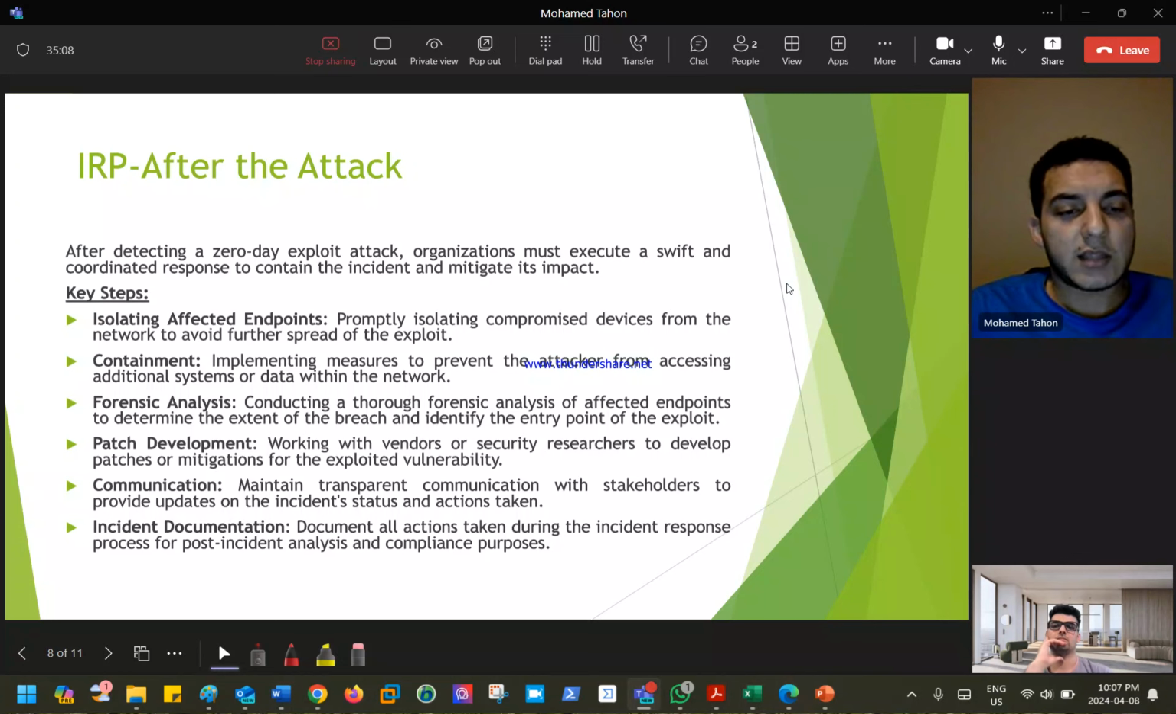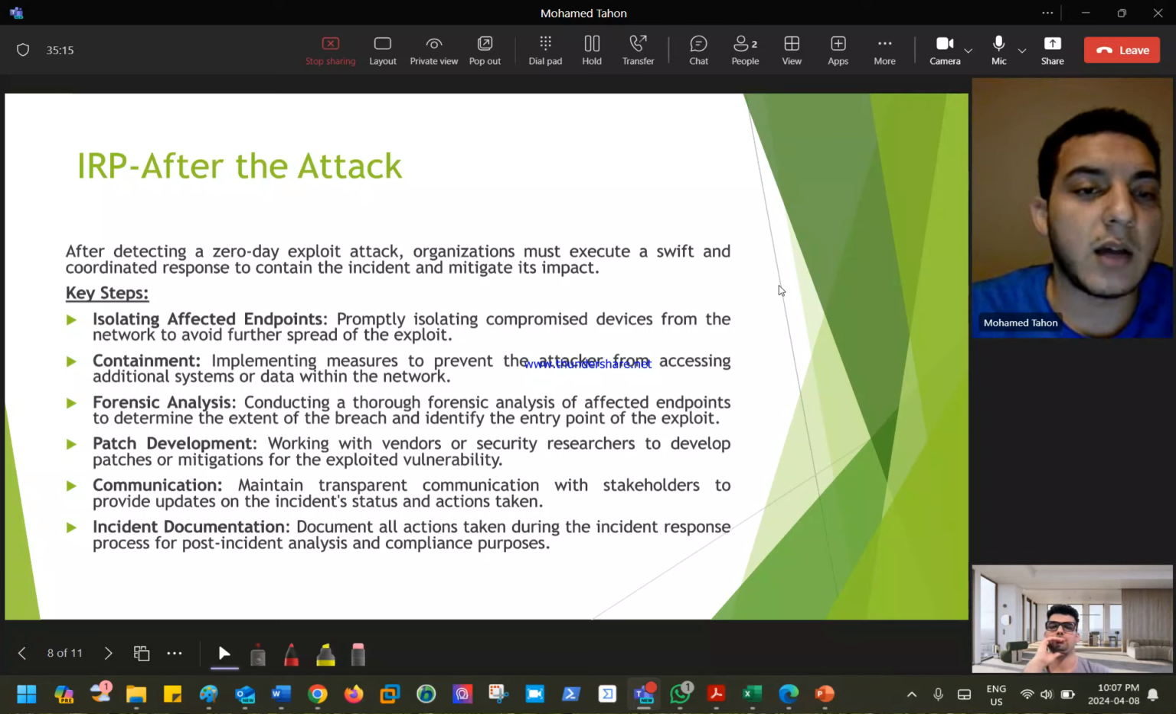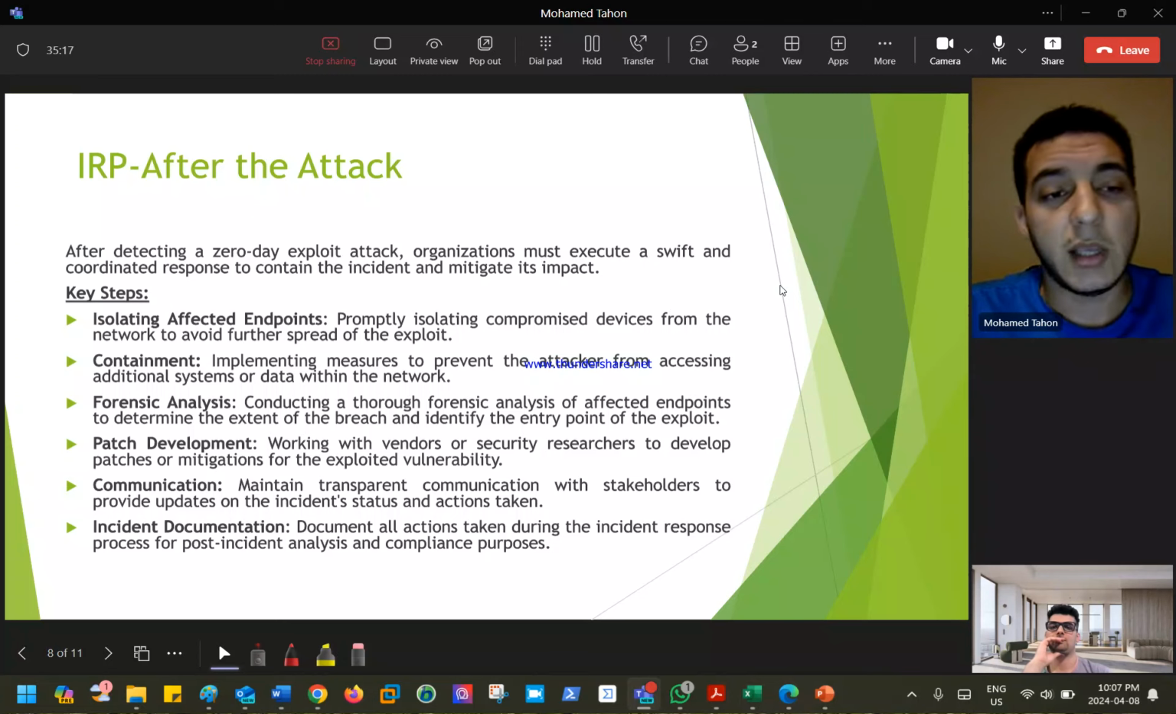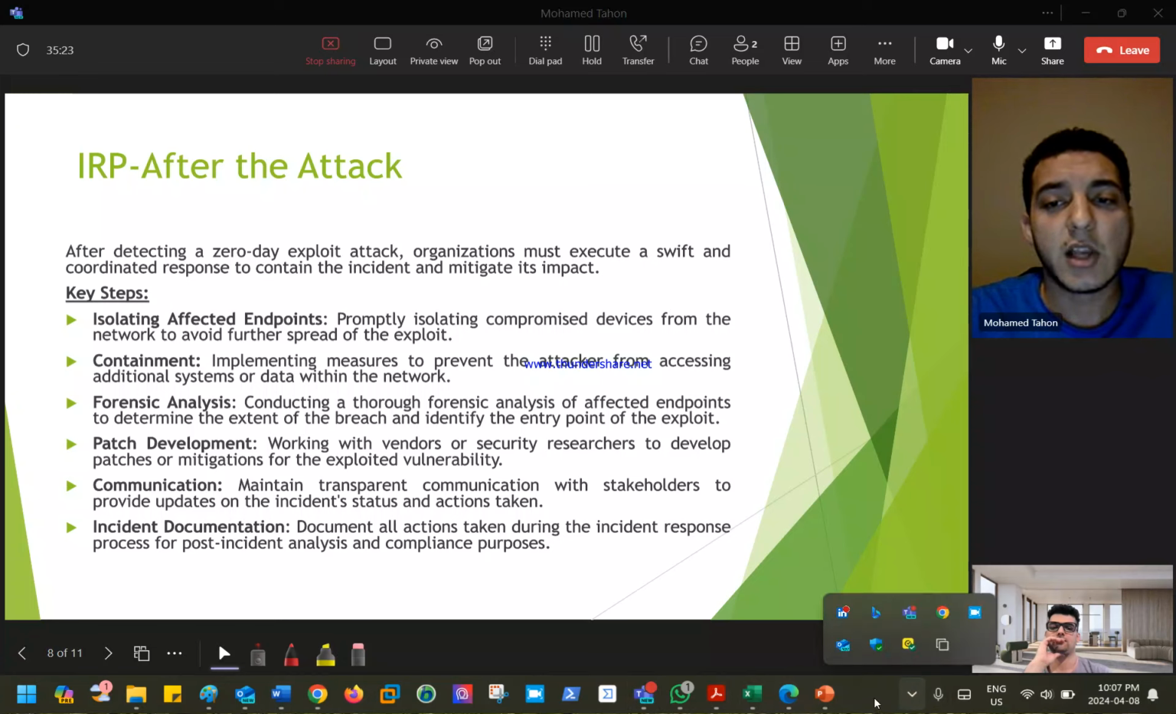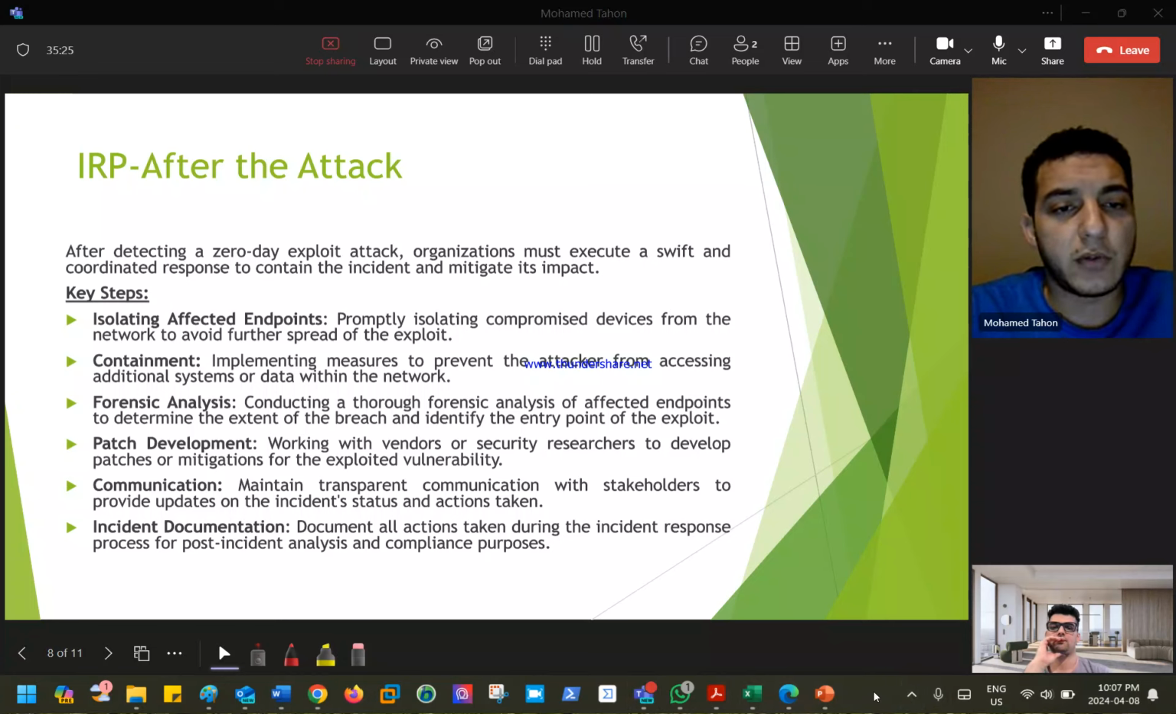Now we're going to move to the next slide, IRP after the attack. So we have some other key points or steps. First one, isolating affected endpoints. Promptly isolate compromised devices from the network to prevent further spread of the exploit. This helps prevent additional systems from being compromised.